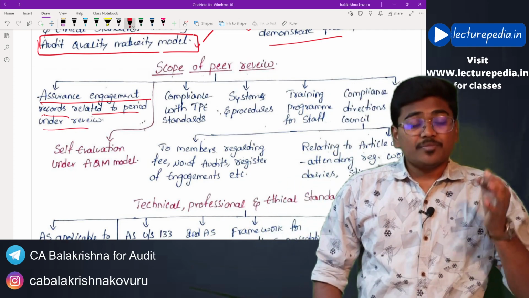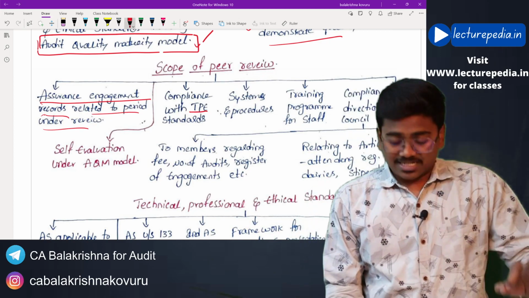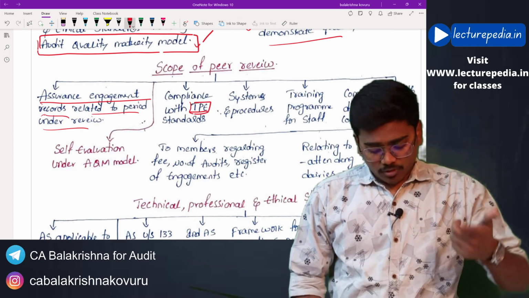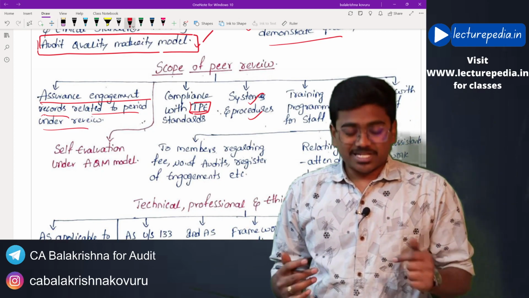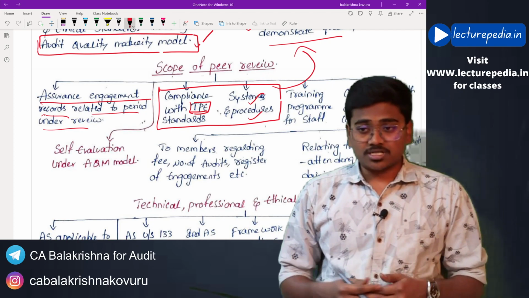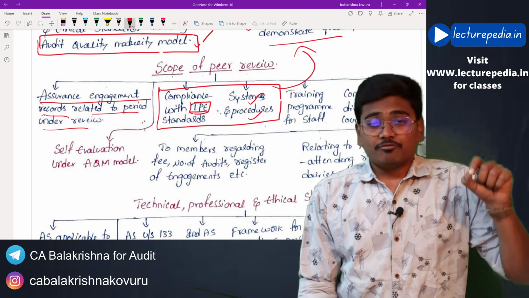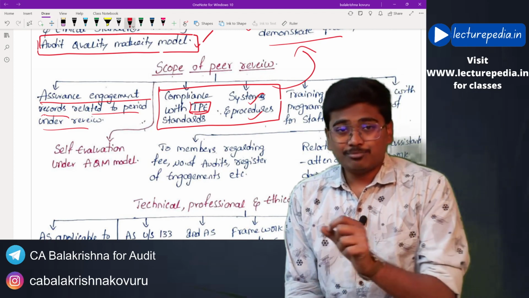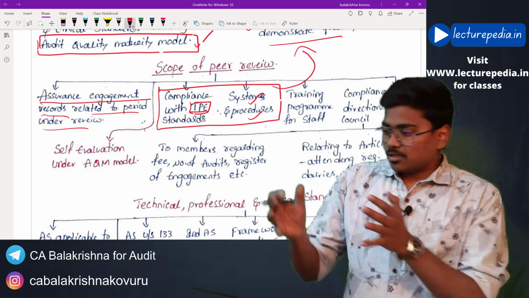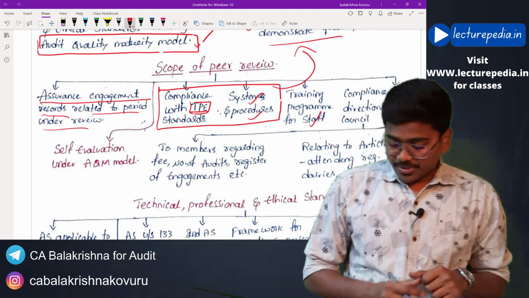Now, along with this, the peer reviewer will also check whether the practicing unit has complied with all technical, professional, ethical standards, TPE standards. He will also see whether systems and procedures are present or not. These two are the objectives only. In the objectives, we have discussed those 2 points. They will be covered even under the scope also. Next, the peer reviewer will verify whether proper training programs have been conducted for the staff who are associated with the assurance engagement. That will also come under the scope of peer review.